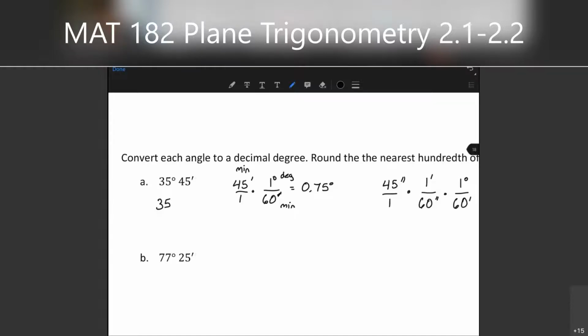So it's very similar to if you were to write how many seconds are in an hour. It's a very similar calculation with those units. So the final result is going to be 35.75 degrees.